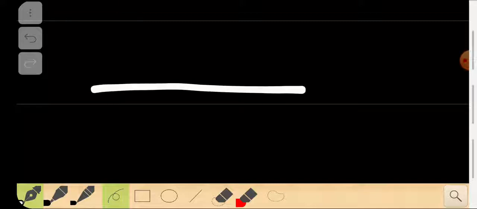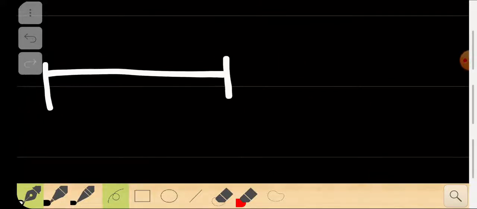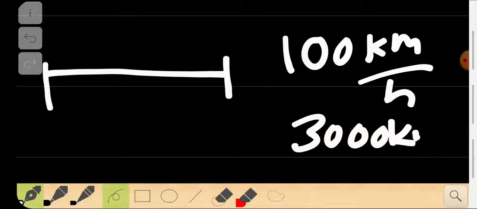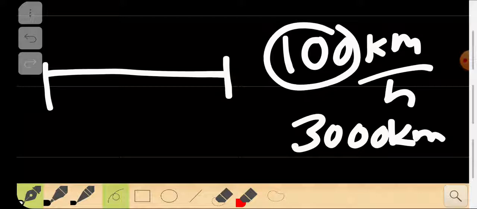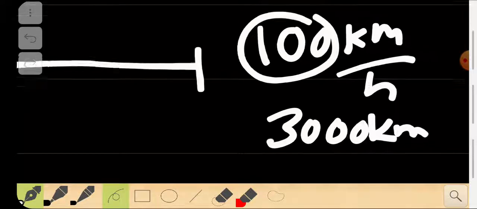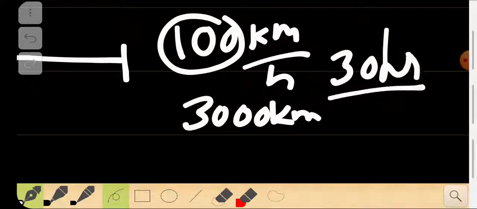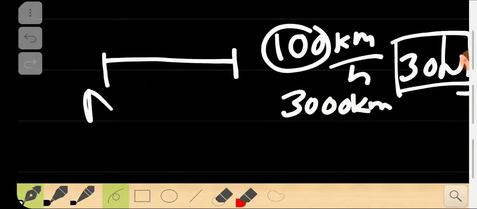We have done the mean value theorem, which says that if you travel, as an example, a distance of say 3000 kilometers with an average speed of say 100 kilometers per hour, then your total time taken for that travel will be around 30 hours, right? So 30 hours would be taken for you to reach from point A to point B.